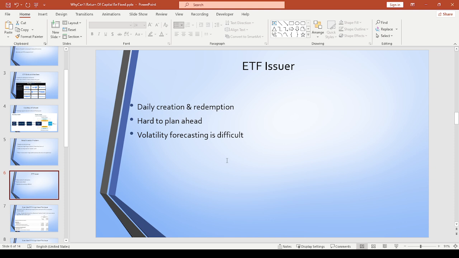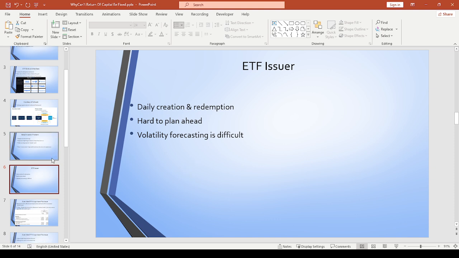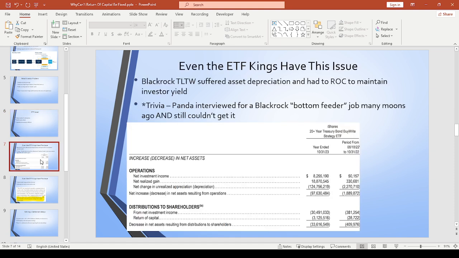And then the second thing, especially for the option-based ETFs, is that volatility forecasting is extremely difficult. Maybe in a future video I'll explain why. Especially now, the volatility in general is collapsing. So this creates a serious issue, especially for the big guys like YieldMax and Defiance and Curve Invest.